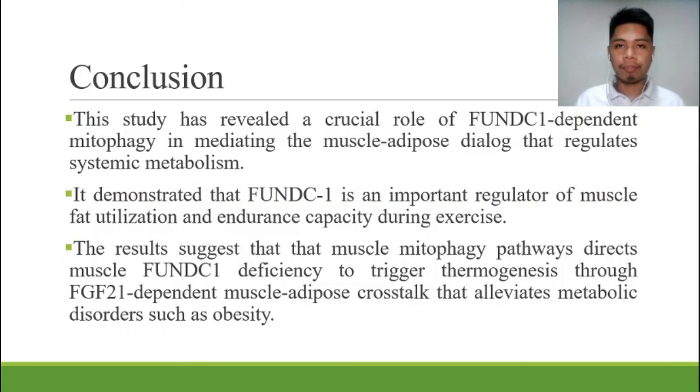In other words, the researchers were able to identify that FANC1 actually plays a major role in regulating homeostasis in the body in concert with mitophagy, since it is a regulatory gene of the mitophagy. So, meaning FANC1 is really an important regulator of muscle fat utilization and endurance capacity during exercise. The results suggest that muscle mitophagy pathways directs muscle FANC1 deficiency to trigger thermogenesis or temperature increase through FGF21 dependent muscle adipose crosstalk that alleviates metabolic disorders such as obesity.